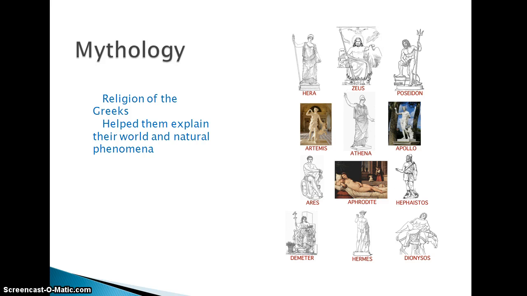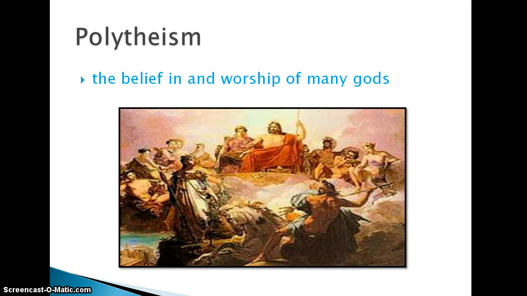Now, mythology, we know, was the religion of the Greeks, and it helped them explain their world and natural phenomena. And you can see at the right, Zeus being the head of the gods and the different gods and goddesses. We know they were polytheistic, and they believed in and worshipped many gods: Zeus, Poseidon, Hera, Athena.